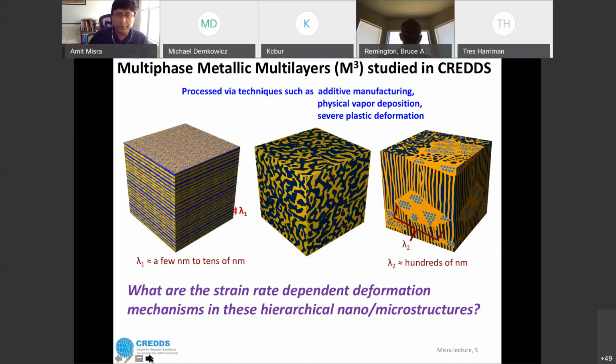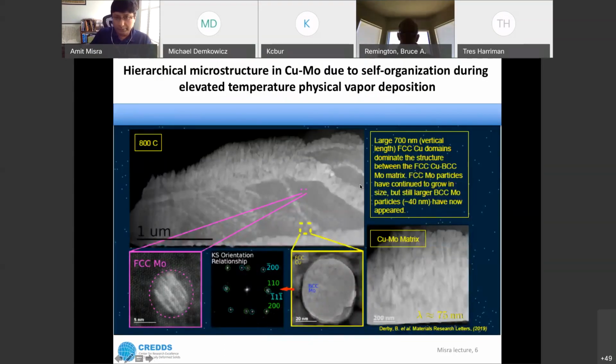An example of the microstructure that is shown here schematically is here. This is an ordinary copper and moly mixture. So copper is face-centered cubic, moly is body-centered cubic. If you do co-vapor deposition, which means you mix copper and moly from the vapor phase and grow a thin film at an elevated temperature, due to self-organization during growth, the microstructure that evolves is hierarchical in nature. It has two kinds of microstructures that simultaneously form.